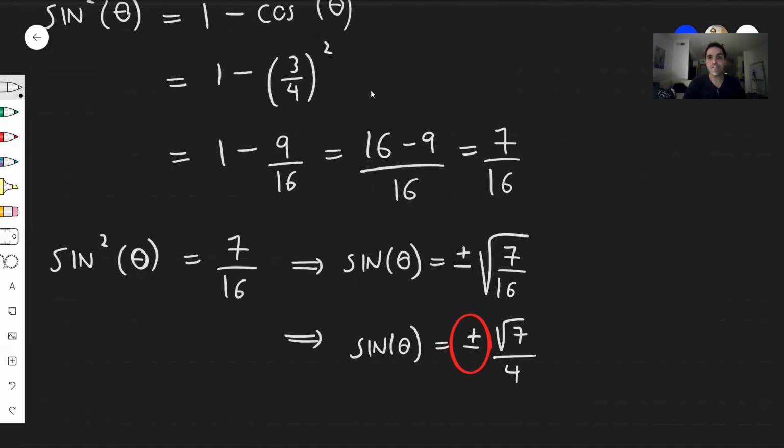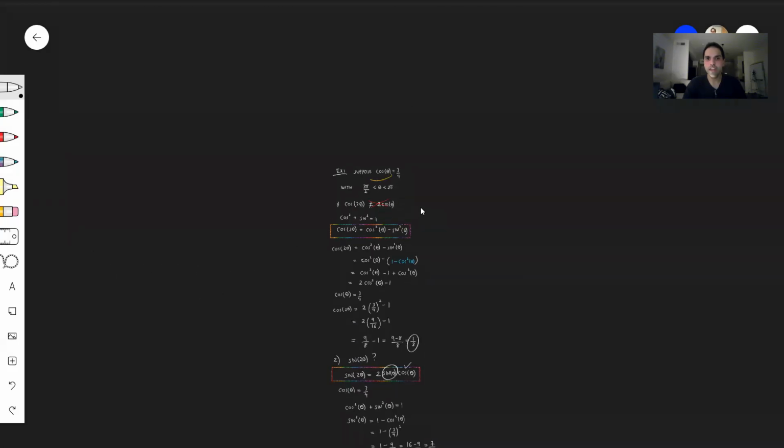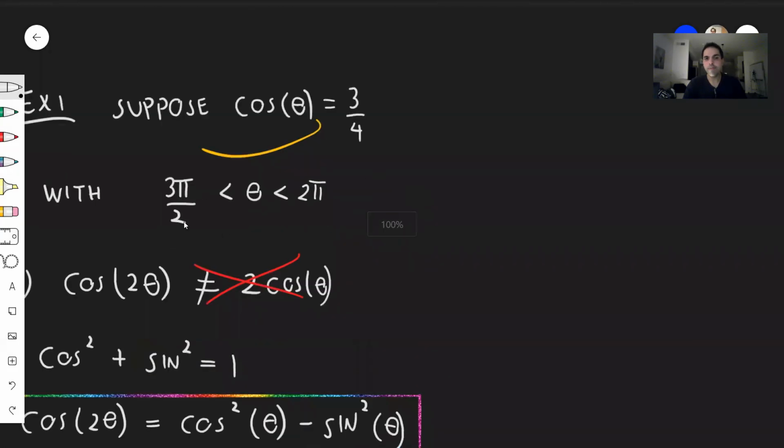Now the question is, of course, is it plus or is it minus? Well, from this, you have to remember the stuff at the very beginning. Namely, theta is between 3π/2 and 2π. In other words, theta is in the 4th quadrant.